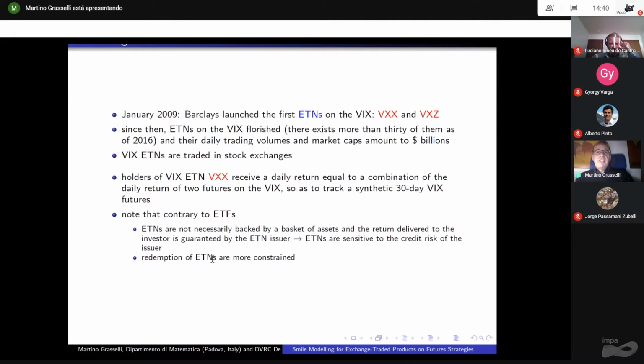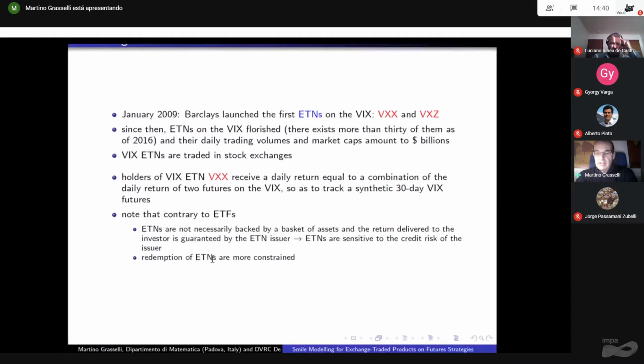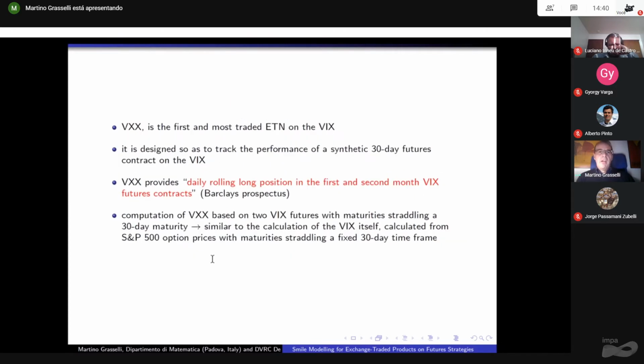So contrary to an ETF, an ETN, exchange traded note, is linked to debt, in the sense that it is linked to the credit score of the issuer. So in particular, it is considered a credit risk product, and there are also some constraints on the redemption at the end. On top of that, it is not really related to a basket of assets like in an ETF. Here, we really try to replicate the strategy using quoted products. So VXX provides a daily rolling long position in the first and second months VIX futures contracts, according to the prospectus provided by Barclays.